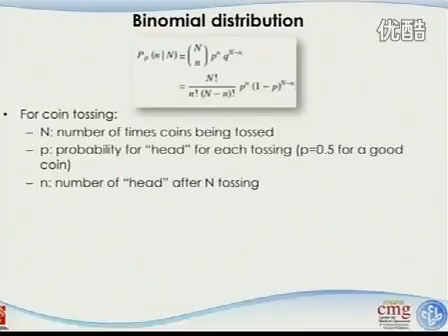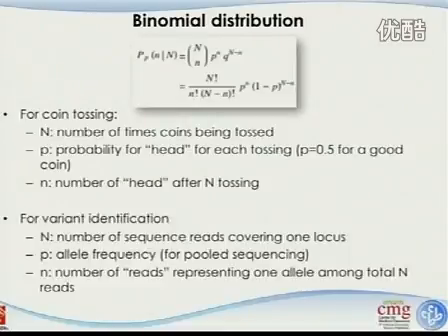Well, but why does the coin tossing help us, right? Let's go back to this. Here n is the number of times that we throw the coin, and p is the probability of a head for each toss. If it's a good coin, that will be 50%. And k is the number of heads after 10 tosses. That's what the equation means.